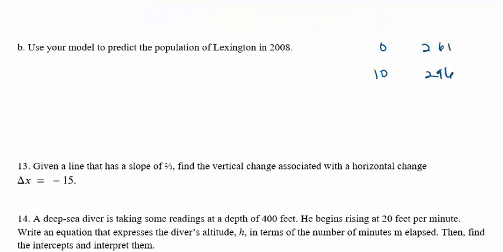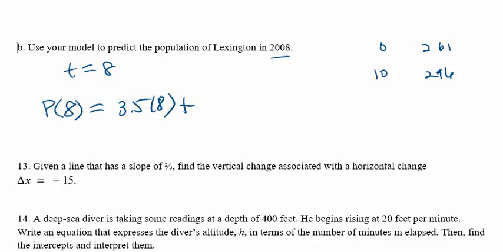We could then use that formula to answer part B, which says, use your model to predict the population of Lexington in 2008. Okay, so remember, t equals 0 is the year 2000, so t equals 8 would be the year 2008. So in our population function, we're going to find p of 8. So 3.5 times 8 plus 261 is 289,000.